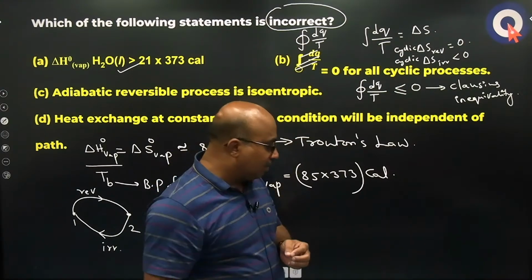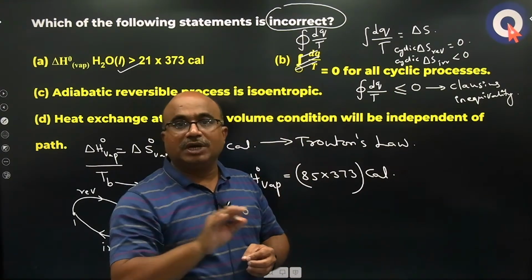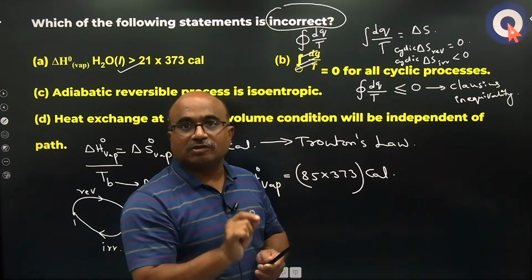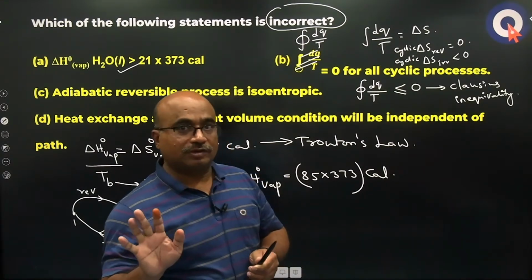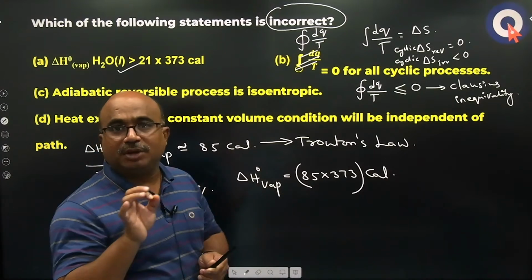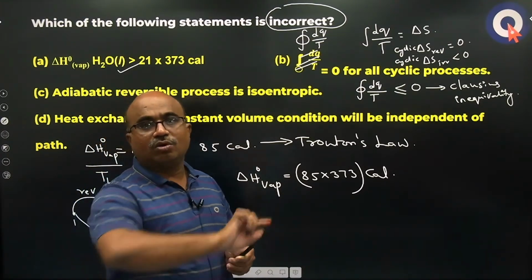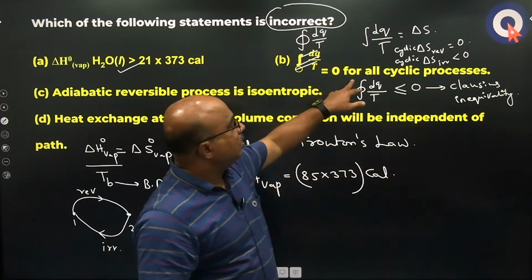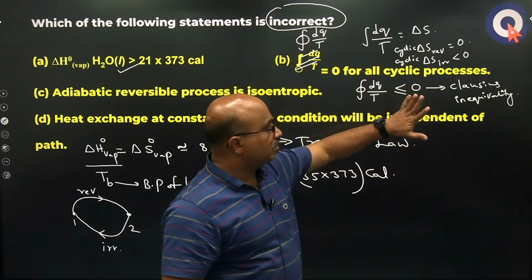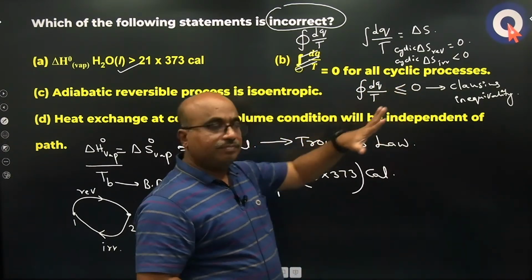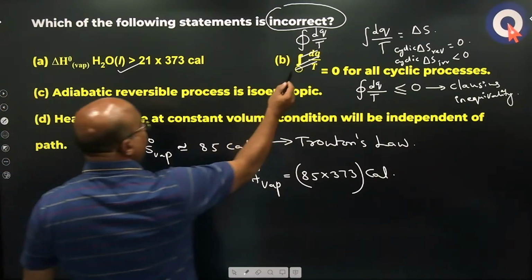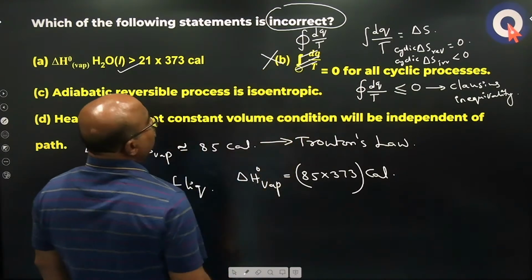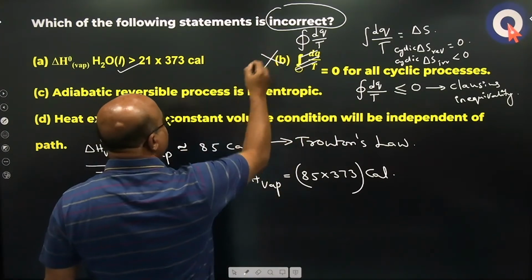But if the cyclic process is not completely reversible, meaning all the steps are not reversible, then the total cyclic process is also not called reversible. If even one of the steps is irreversible, the total cyclic process also becomes irreversible in nature. So this is not equal to 0 for all cyclic processes. The Clausius inequality proves this statement is not true for all cyclic processes. This statement is wrong, so this is our answer, because we need an incorrect statement.